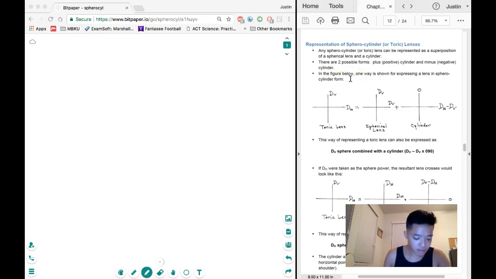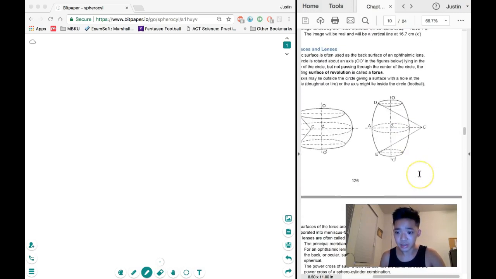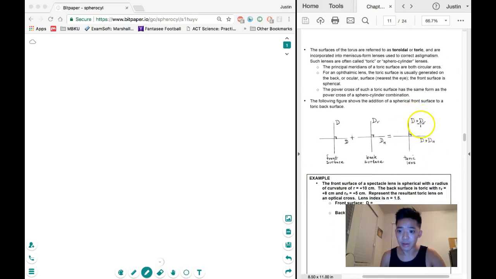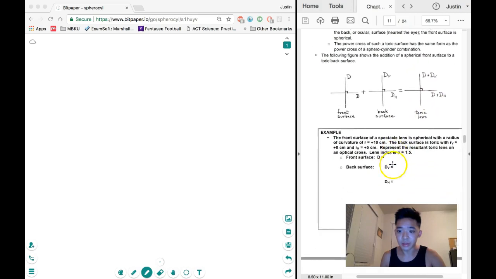Next is the representation of spherocylinder or toric lenses. This is kind of the fun part, I think, where you can really mess around with the idea of how a toric lens can be broken up into two really distinct pieces. The toric lens that we saw earlier, in this diagram, the toric lens is right here. We have the two different powers, two different meridians with different powers.